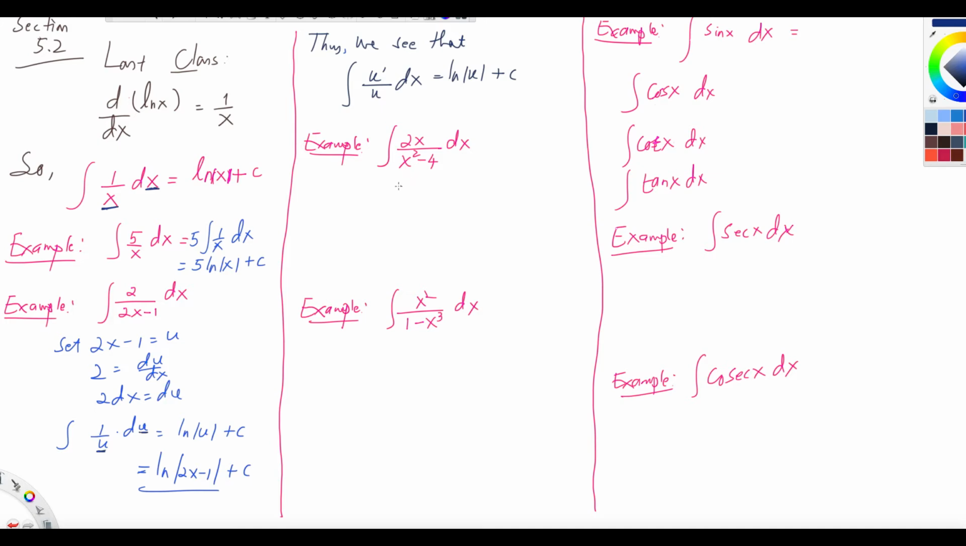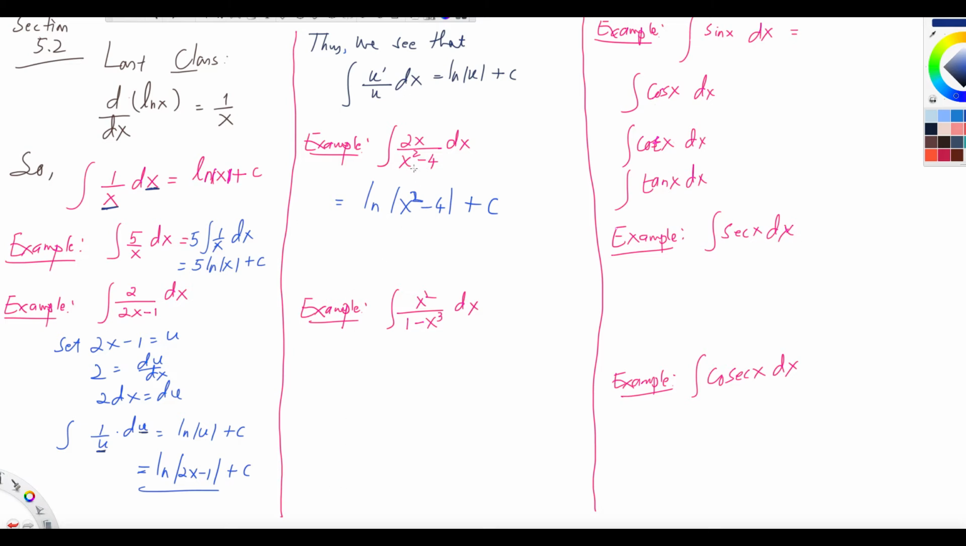Now look at this here. Do you see that? What is the derivative of x squared? It is 2x, right? Which is in the numerator. You see that? So what will be the integral here? That will be basically natural log of x squared minus 4 plus c. Okay? So you can directly write it down that way.